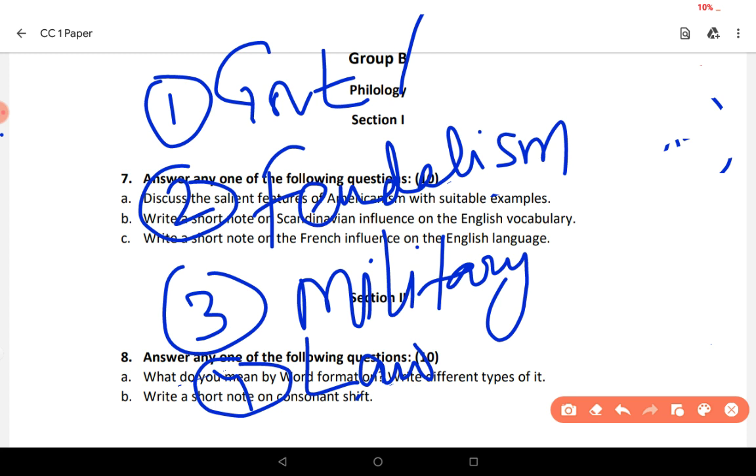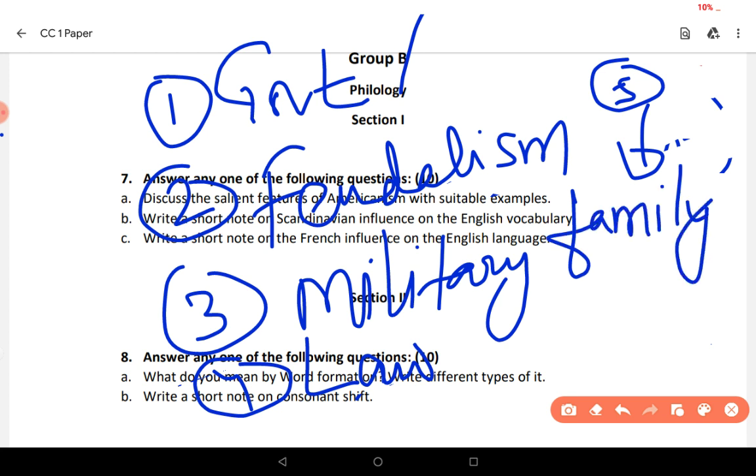Then words related to family. Fifth one is family, like nephew, cousin, niece, aunt, uncle. Then words related to food: bacon, venison, roast, toast, pastry, all from French words. And words related to ecclesiastical terms like religion, survive, trinity, angel, saint, altar, clergy. All these words are taken into the English language.